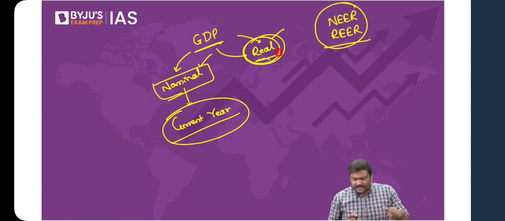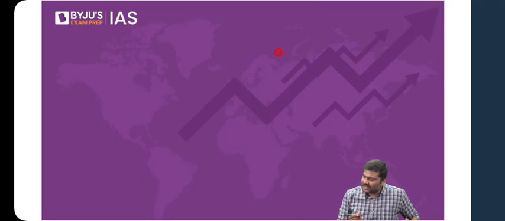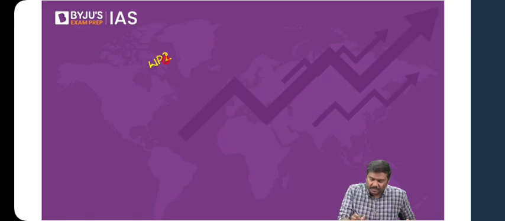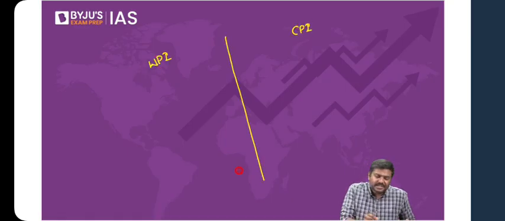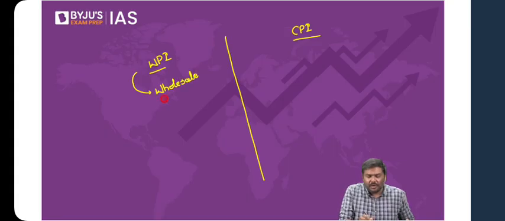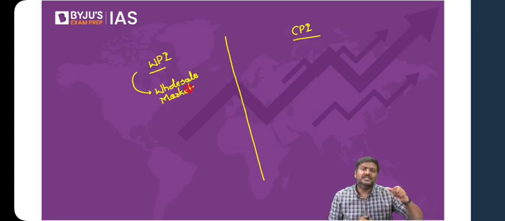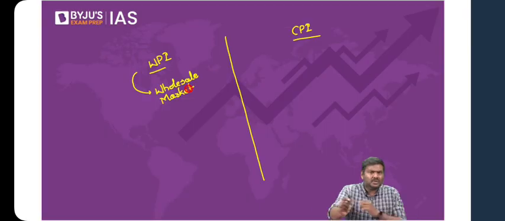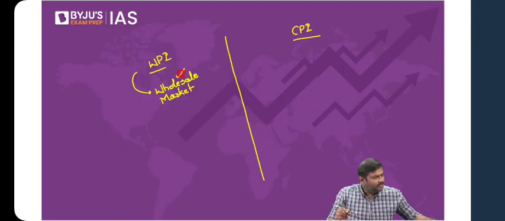Wholesale price index and consumer price index. What is this? WPI and CPI. The wholesale price index basically talks about the wholesale market. What is the wholesale market? Where one company deals with another company, one trader with another trader, one business with another business. In the wholesale market, prices will vary, and that measurement is called the wholesale price index. Whereas in case of CPI, we are more focused on retail prices.